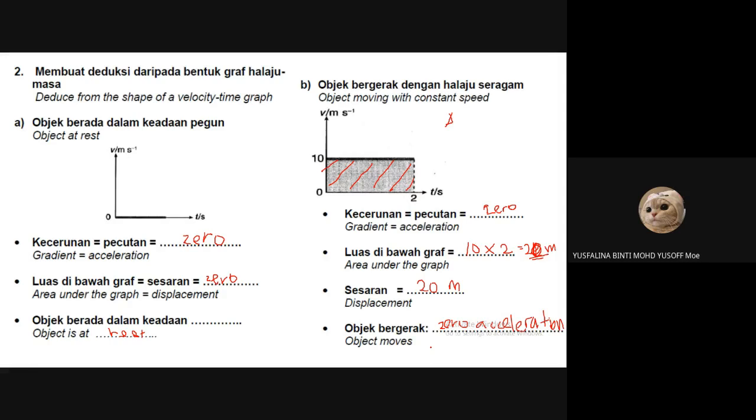Okay, constant velocity. Let's say you get this question asking you to describe the motion of the graph. They give you a graph of velocity against time, and the graph is like this, and they ask you to describe the motion.